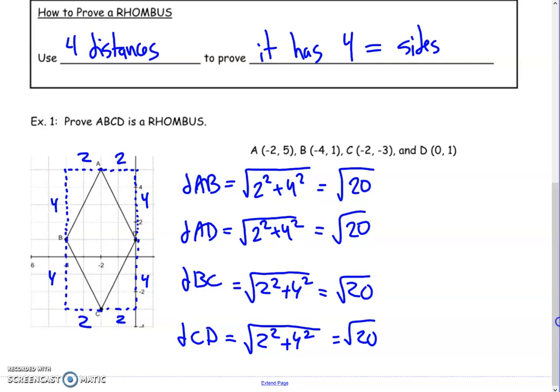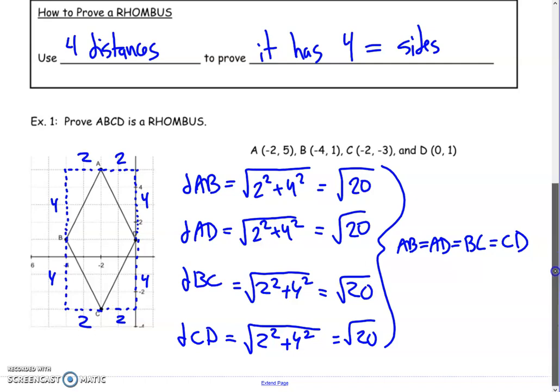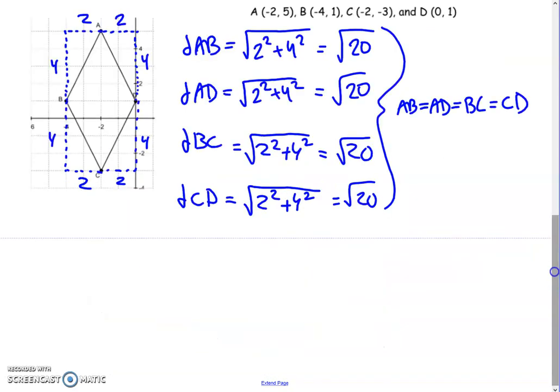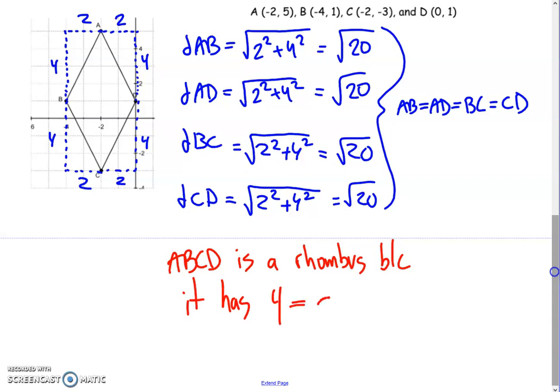So now what we notice is not only are the opposite sides equal, all 4 sides are equal. So we have to make a conclusion here looking at this. And that conclusion is AB equals AD equals BC equals CD. So we make a statement about all 4 sides, not just the opposite sides. And our conclusion is then ABCD is a rhombus because it has 4 equal sides.